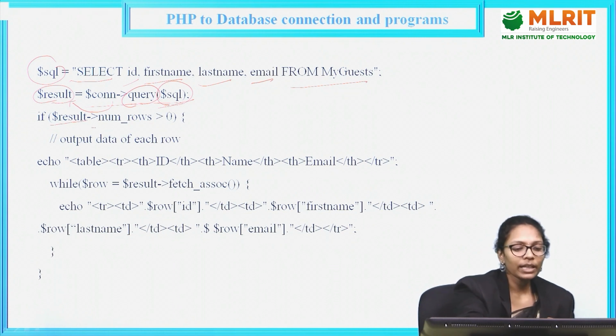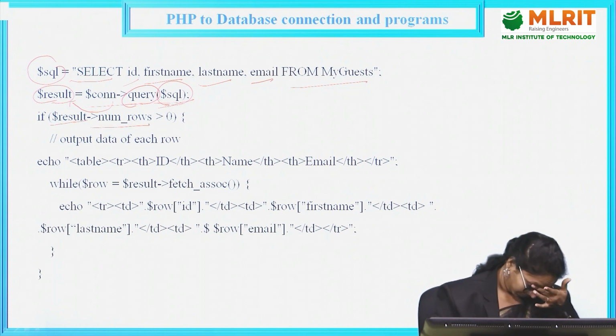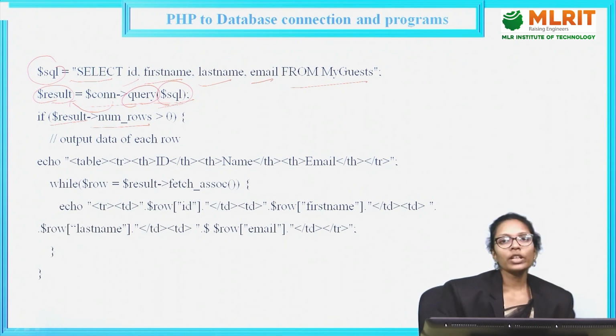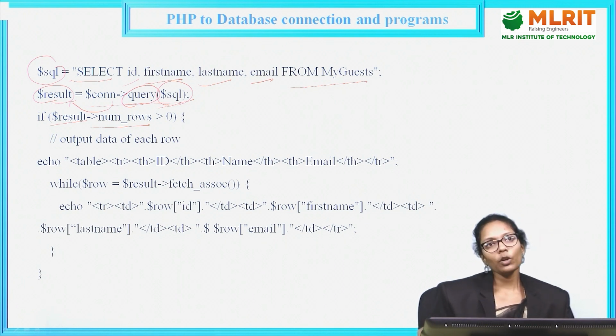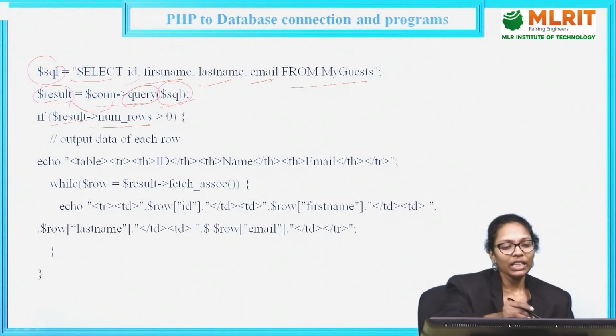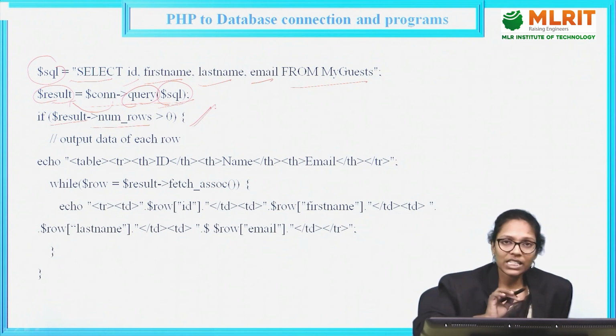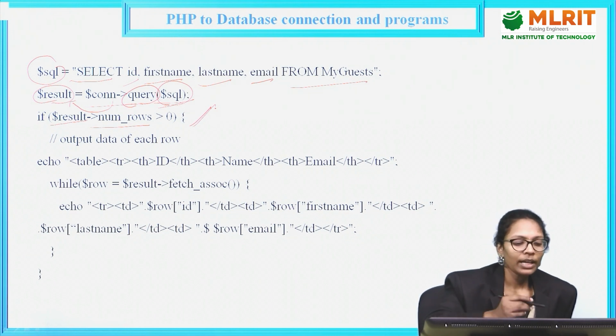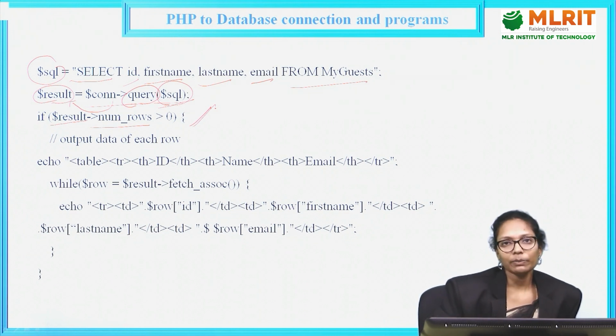Then I am checking num_rows. num_rows will return the number of rows available in that table. If it is greater than 0, then only enter into this if condition. Otherwise, we don't have any data in the table, that is, an empty table, right? So if it contains at least one row, then enter into that. Then I am just printing the data in the form of a table.